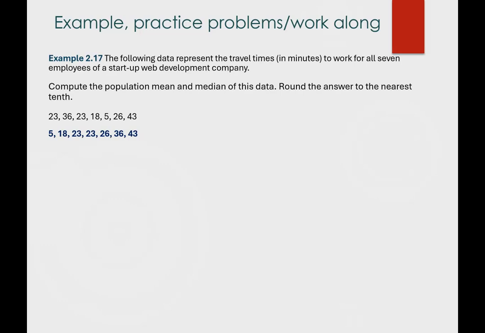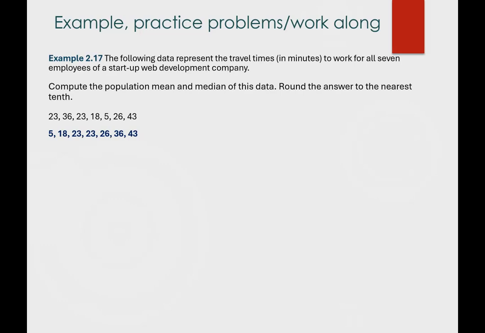So my values are 23, 36, 23, 18, 5, 26, and 43. And then I need to get that sorted to find the median. So I did that. To find the mean, you can do it by hand. Just add up the numbers and divide by the total. And median would be the middle value. So you can try that, or you can try just popping it into Statplet. Whatever works best for you. Go ahead and get that taken care of.